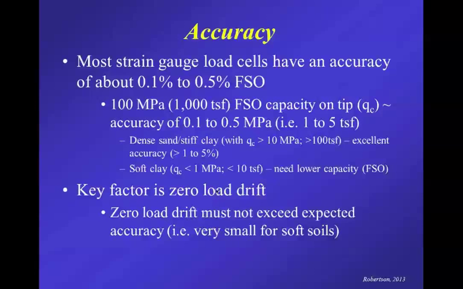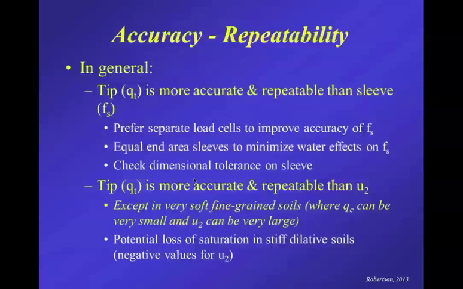So the key factor is zero load drift. That's going to be the biggest factor that controls the accuracy, and the key is that the zero load drift must not exceed the accuracy, so ideally very small for soft soils. So in general, the tip resistance is more accurate and more repeatable than the sleeve friction.